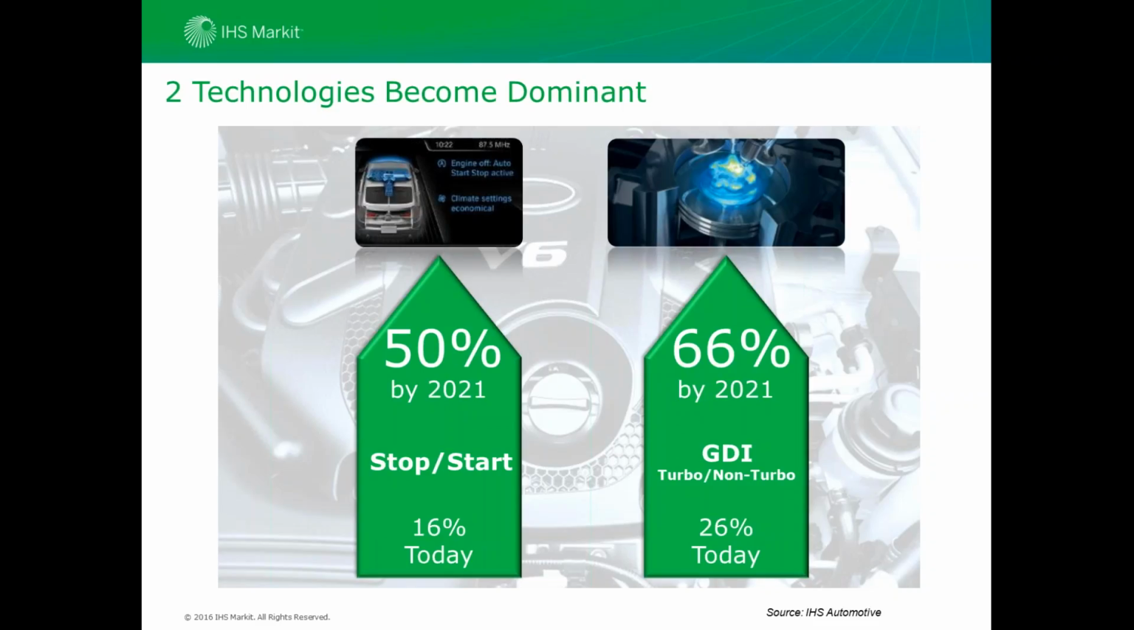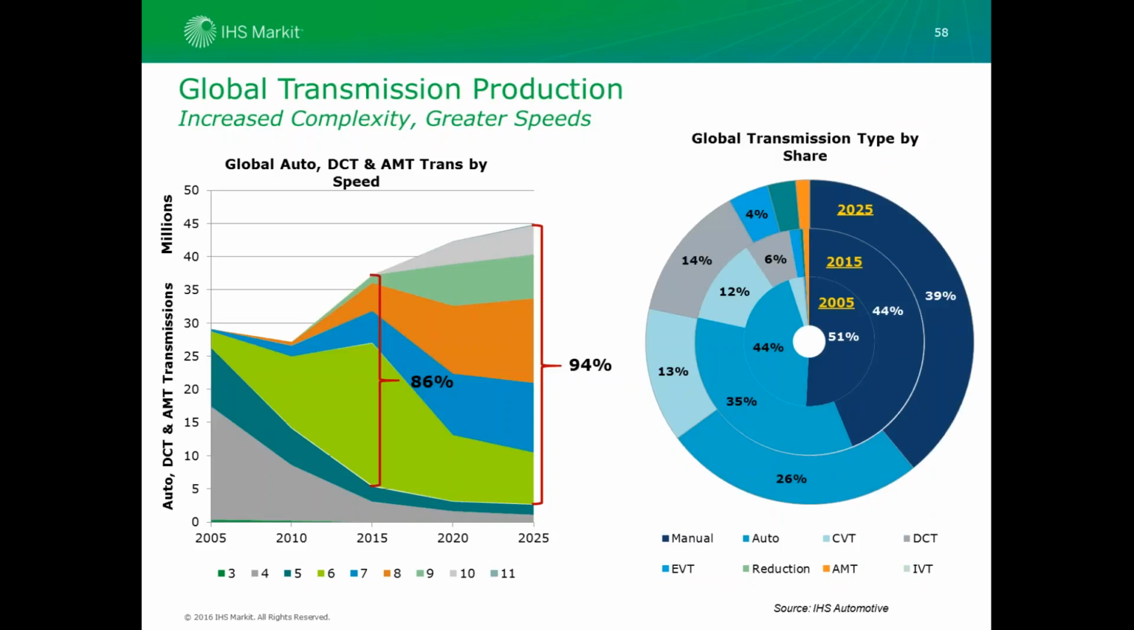But these technological advancements are not just limited to the powertrain, like I said. I talked a little bit about transmissions. Here's a quick slide on transmission production. You're looking at global transmission production here, and you can see the new high-speed transmissions with 6, 7, 8 speeds or more. Today in 2015, 86% of all vehicles produced have transmissions at 6 speeds or higher. By 2025, it'll be 94% will be these higher speeds, more speed transmissions.